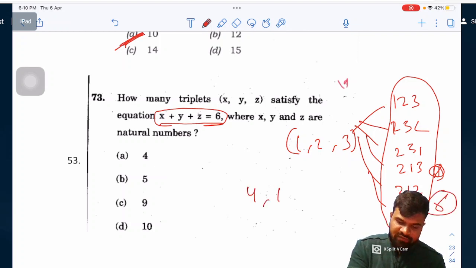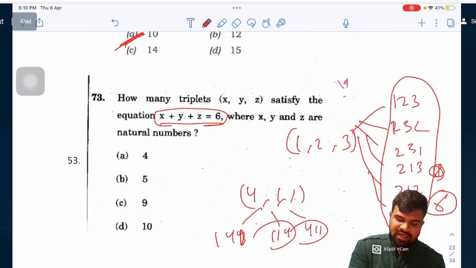Now 4, 1, 1. There can be 3 combinations: 4, 1, 1, 1, 4, 1, and 1, 1, 4. There can be 3 combinations. And then 2, 2, 2 is 1.